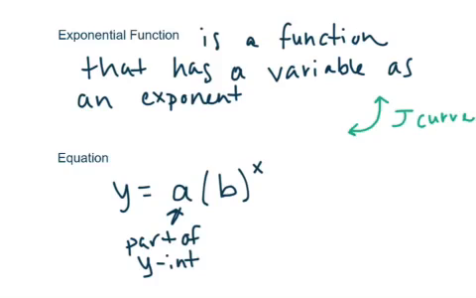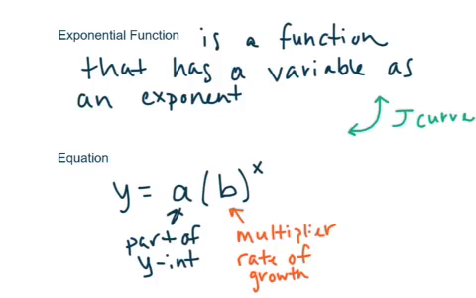The b value, that is our multiplier. It's going to be your rate of growth or decay. Just depends, and we'll look into that on each side of this foldable soon. And then this x value right here, that's our input or the time period passed, and we'll see more of that when we get into our story problems.